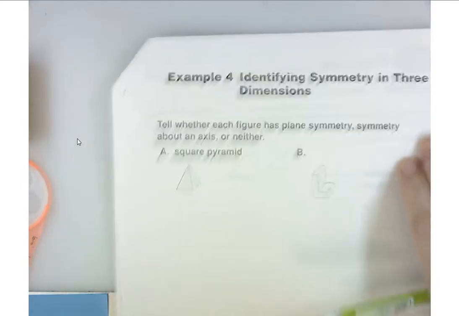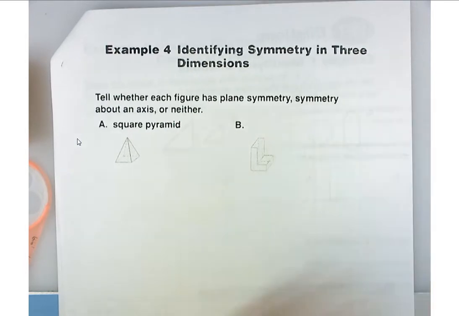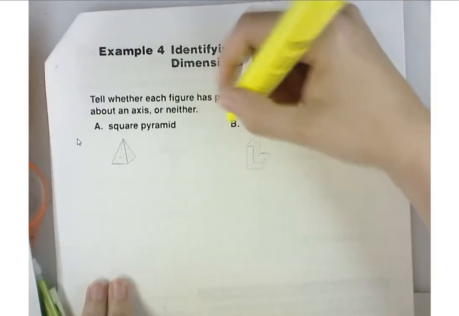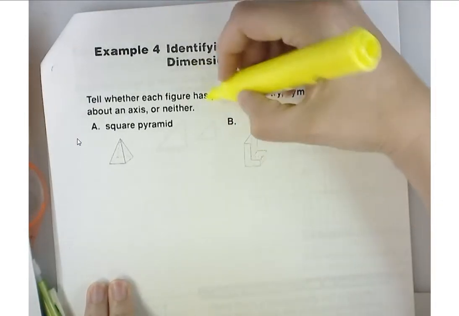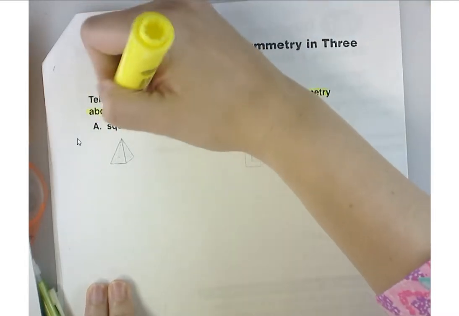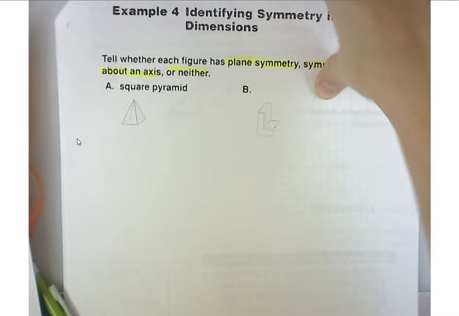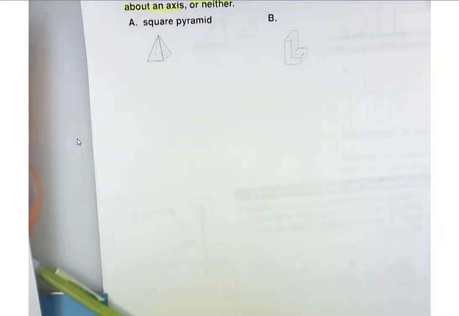Let's go to the next page. Okay, so now what we're going to do is apply symmetry to 3 dimensions. So we're going to tell whether each figure has plane symmetry, symmetry about an axis, or neither. Okay, so before we can do this, we have to know what each one of these are. So we're going to write down our definitions.